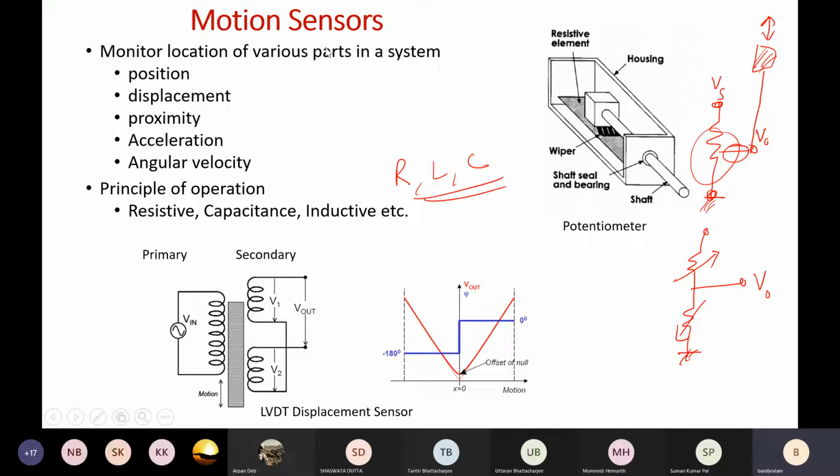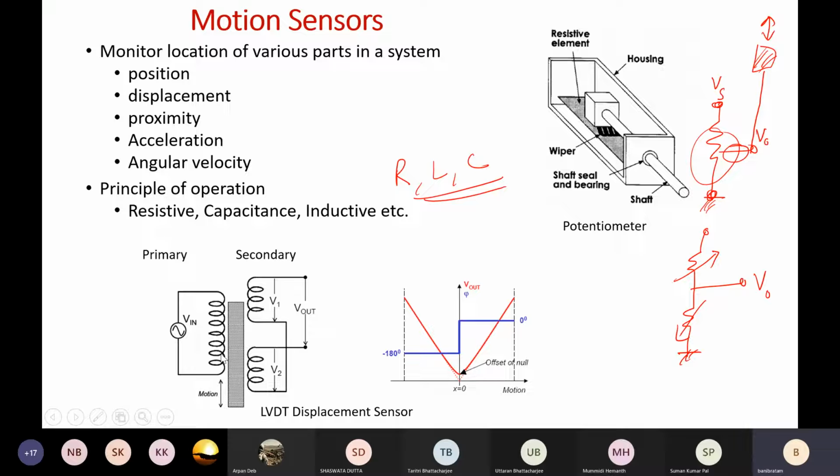Similarly, we have another motion sensor which works on the inductive principle, that is called the LVDT, linear variable differential transformer. Okay, so we will illustrate in detail the functionalities of this LVDT, but as of now you can understand this. Linear variable differential transformer means here the input will be displacement and output will be voltage, obviously. So the construction looks like this one. This is based on the transformer principle.